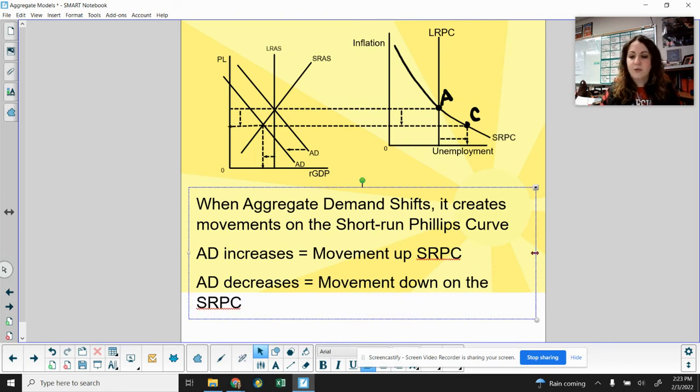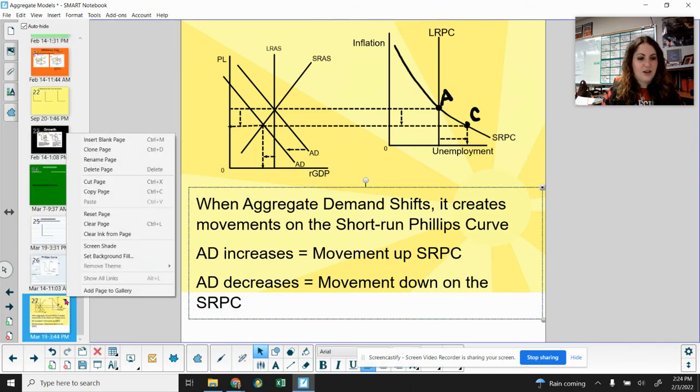And so you already know what shifts aggregate demand. So really, you know what creates a movement on the Phillips curve. It's just shifting aggregate demand. So all those times that we shifted aggregate demand left and right, in some alternate universe, there was a whole class just doing movements up and down the short run Phillips curve. So more spending, movement up; less spending, movement down. Okay, so that's how aggregate demand affects the Phillips curve.